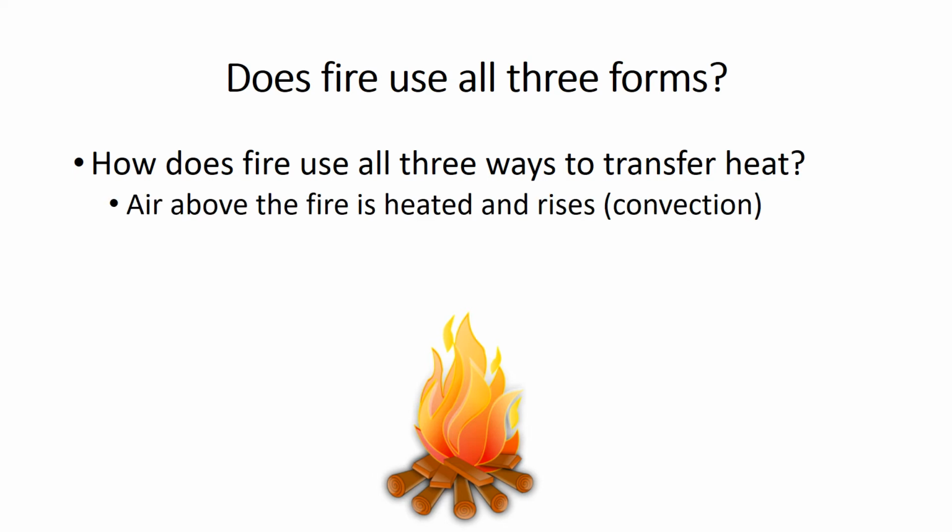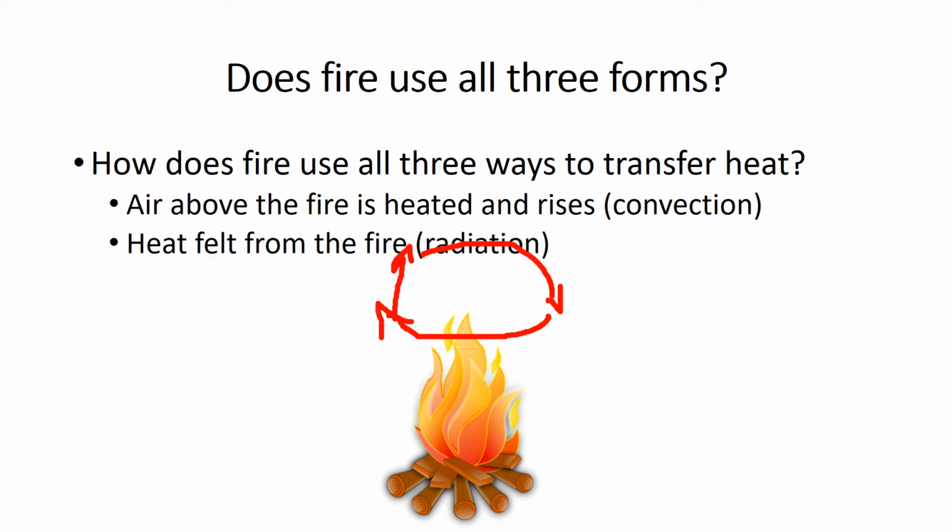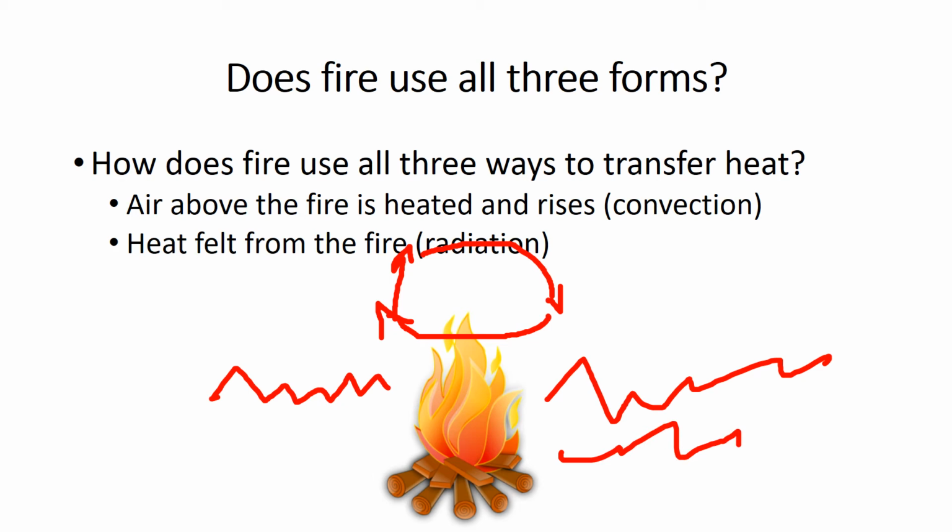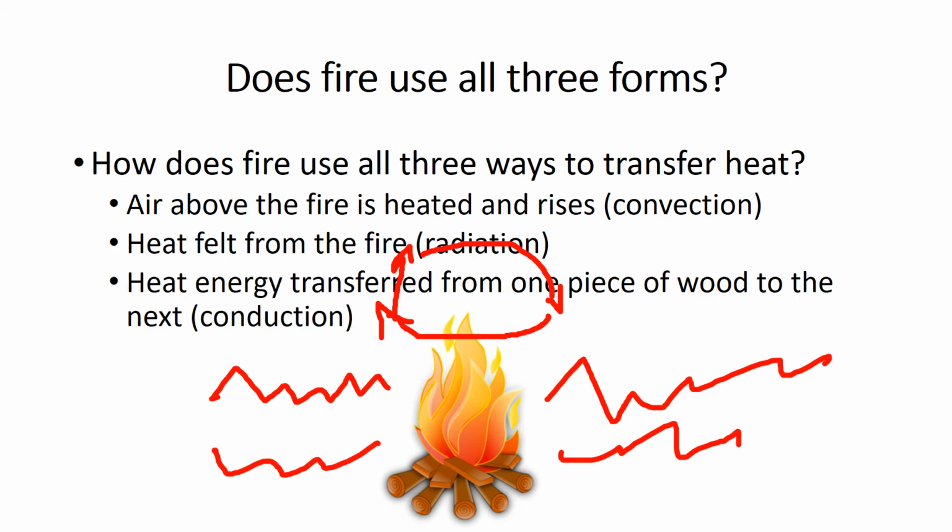Now, the air that's above the fire is heated and starts to rise. As that air cools down, it's going to fall. Then as it warms back up, it's going to rise again. So there we have convection. We can feel the heat from the fire because it's going to come off in the form of waves. So there's our radiation.